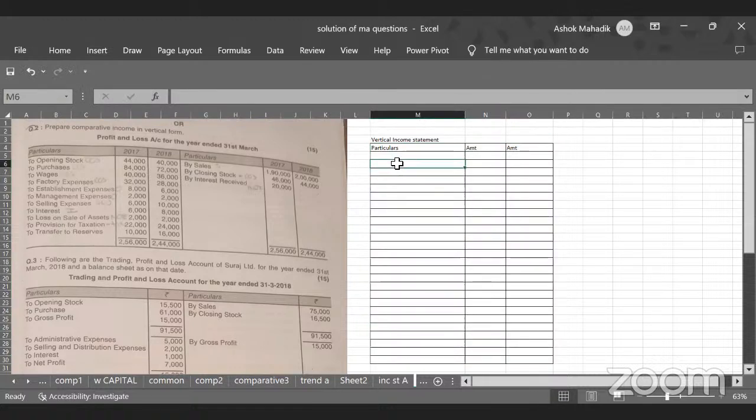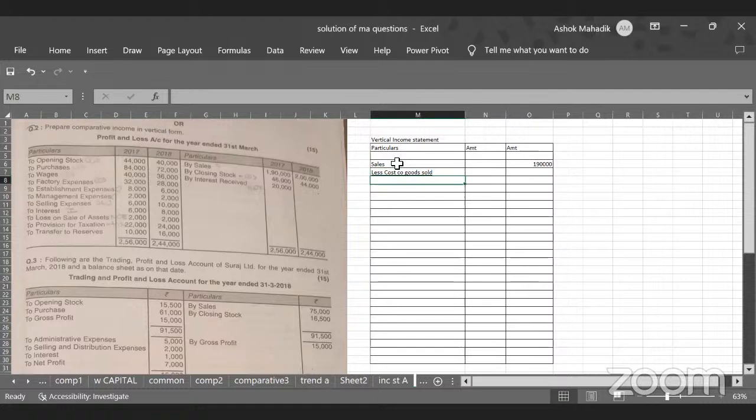Whenever you have a vertical income statement sum, you may be aware of the format. We always start with sales. So start with sales. Now I write the sales value 1,90,000. Then we subtract, less cost of goods sold. Under this, we cover all the trading account items or manufacturing account items which relate to production activity.